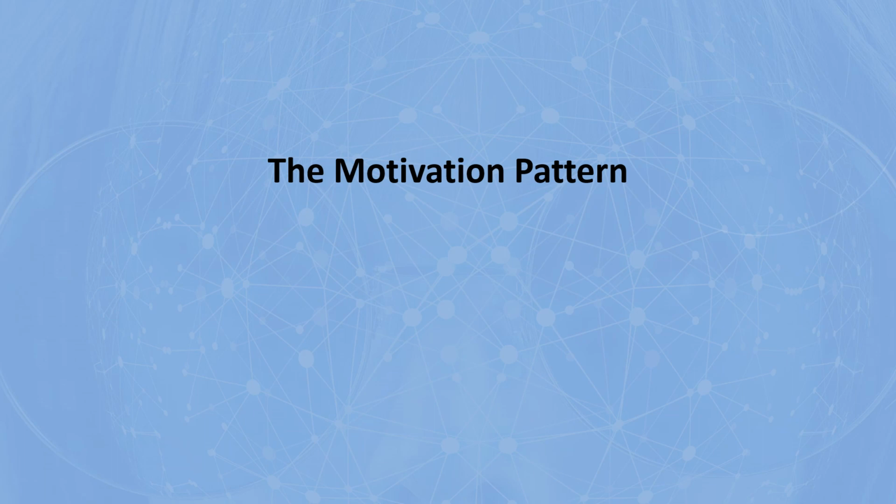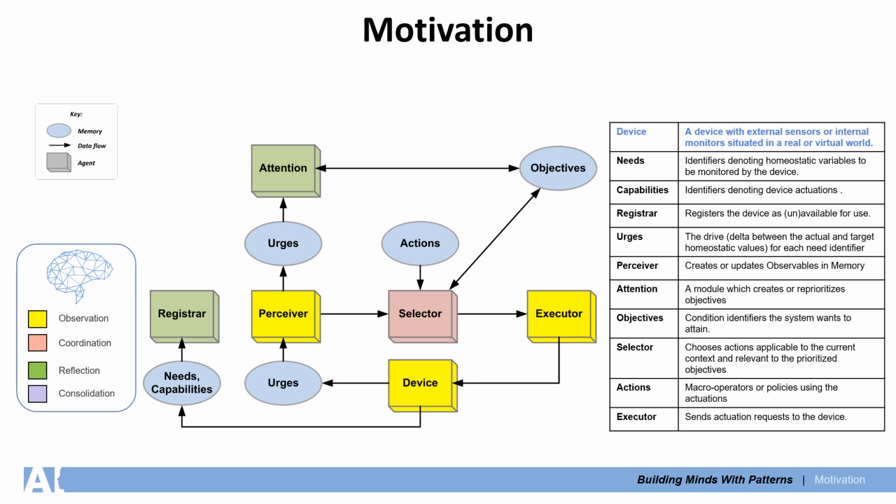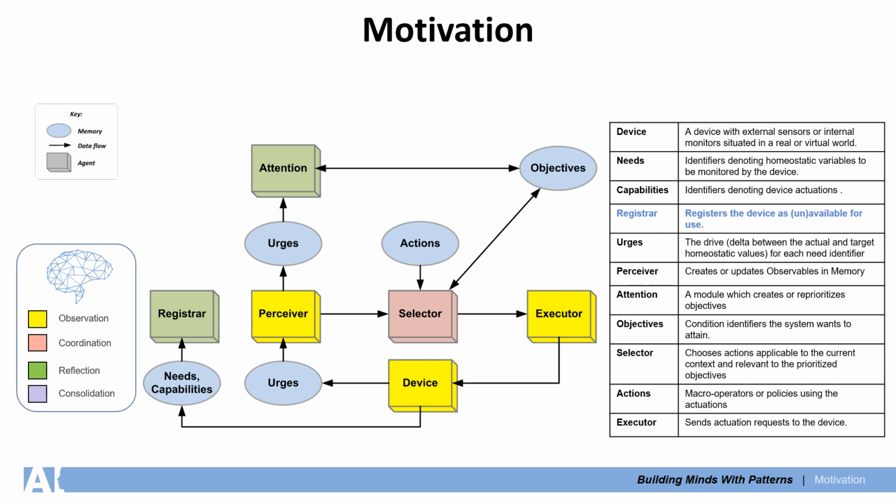The motivation pattern is useful when the system must balance trade-offs between competing goals, or return homeostatic variables within a device to their target values. A real or virtual device registers its needs and capabilities with the system. The needs are the declared homeostatic variables. A list of identifiers for each need is delivered. And the capabilities are the device's actuations, or things it can do. A list of capabilities is delivered. This allows the system to dynamically add or decrease functionality. The registrar establishes the device as available for use. The registrar may periodically ping the device to ensure it is online and available.